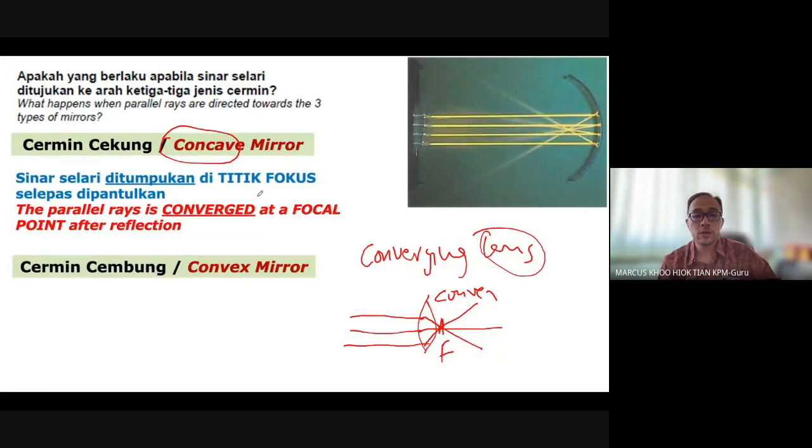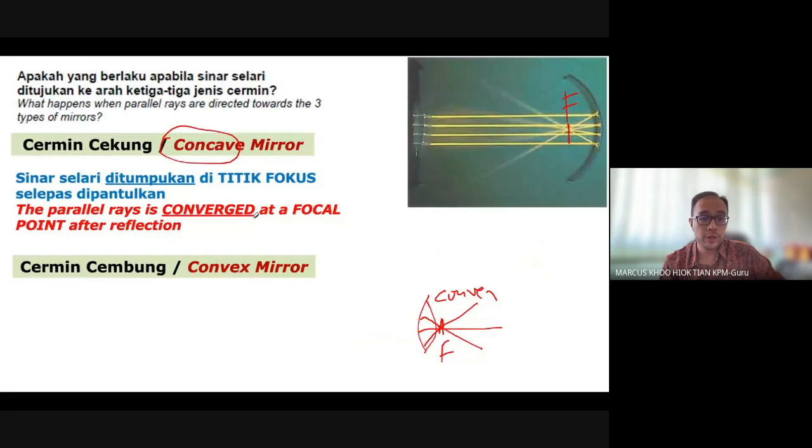And so again, the same thing over here. The point where the light reflects and focuses is called the focal point. Pretty much the same as what we were doing yesterday, trying to identify where the focal point is.